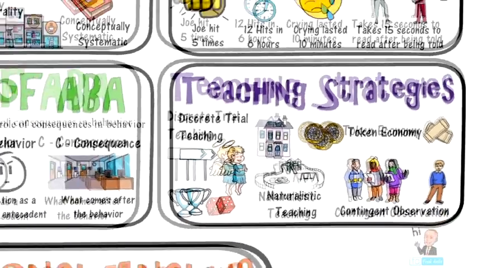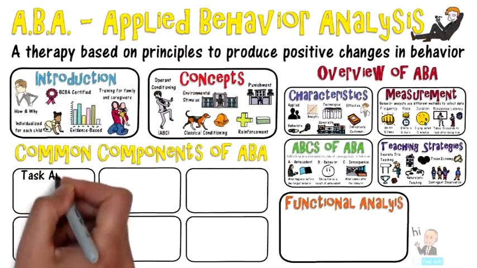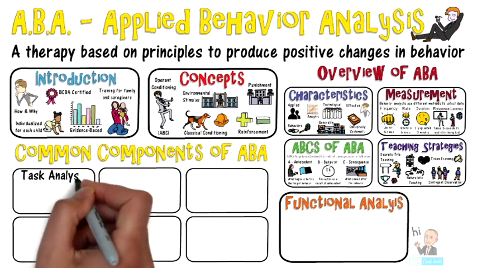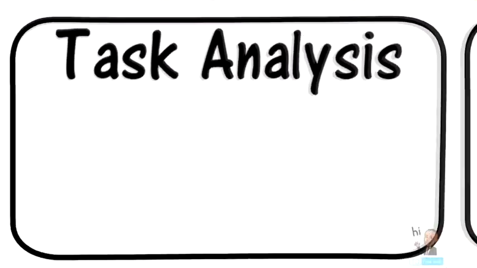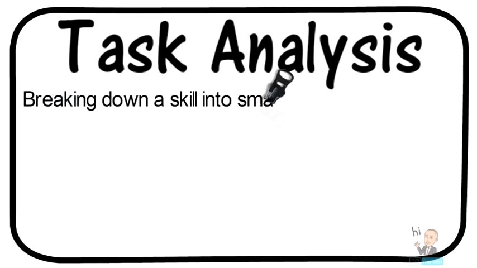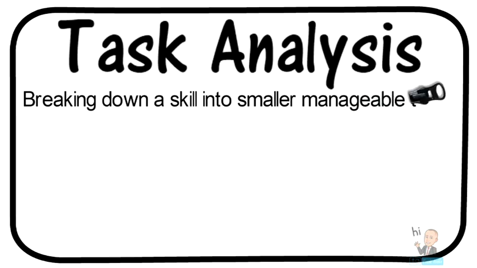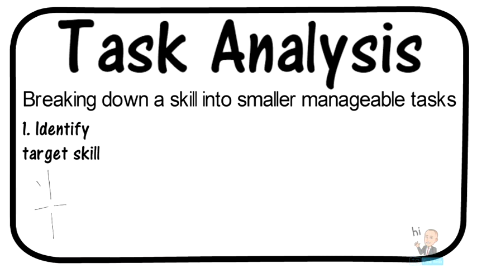And now we are going to take a look at some of the common components of ABA. First is task analysis. That is breaking down of a skill into manageable tasks. First, you want to identify the target skill. It could be something very simple such as tying a shoe.